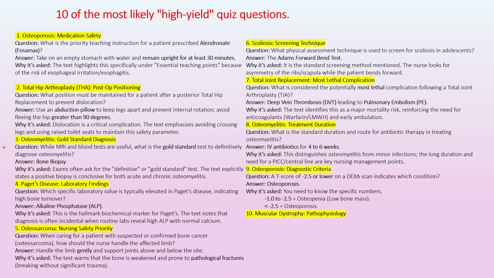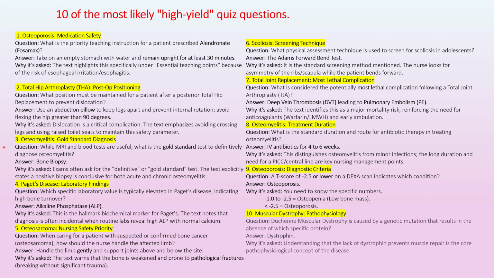Osteoporosis diagnostic criteria. Question: a T-score of minus 2.5 or lower on a DEXA scan indicates which condition? Osteoporosis. You need to know the specific numbers: minus 1 to minus 2.5 is osteopenia, low bone mass, and below that it's osteoporosis.